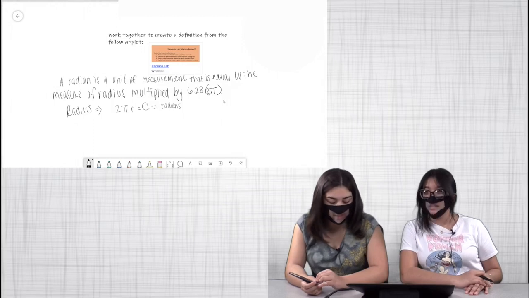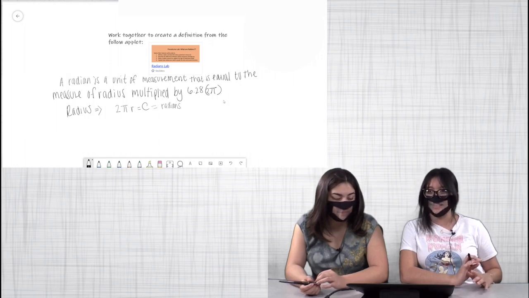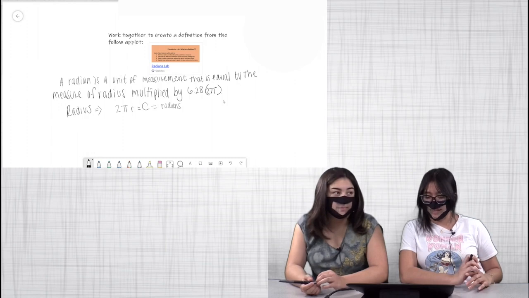So, I was wondering if you guys could walk me through each part of this definition. Yeah. So the first thing that you guys say is a radian is a unit of measure. What does that mean to you guys? A unit of measurement is like centimeters or inches or something like that.